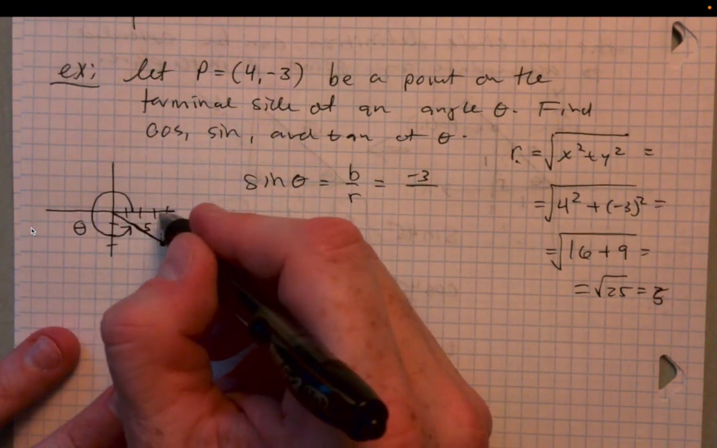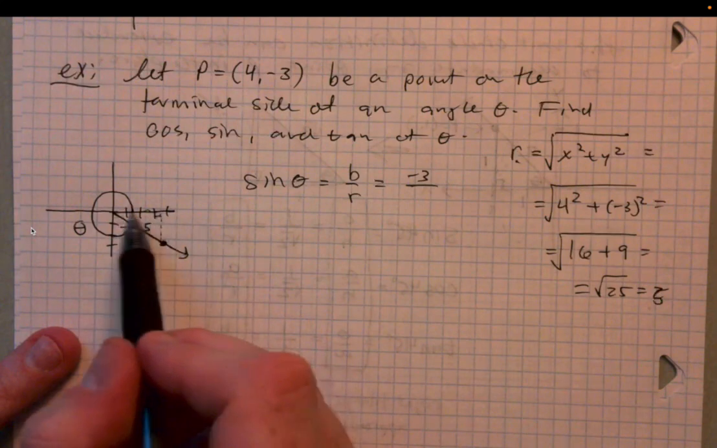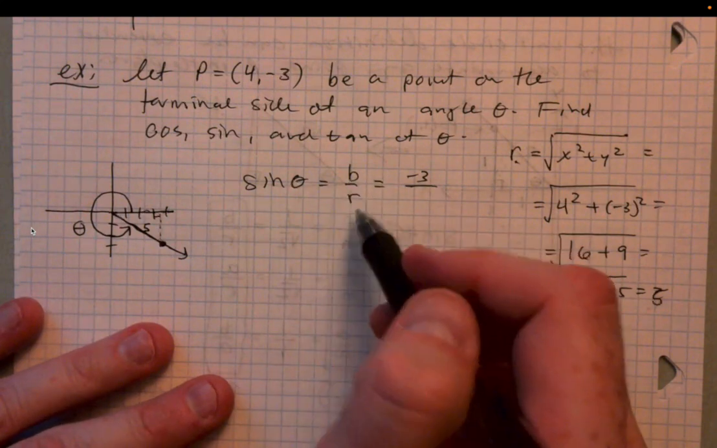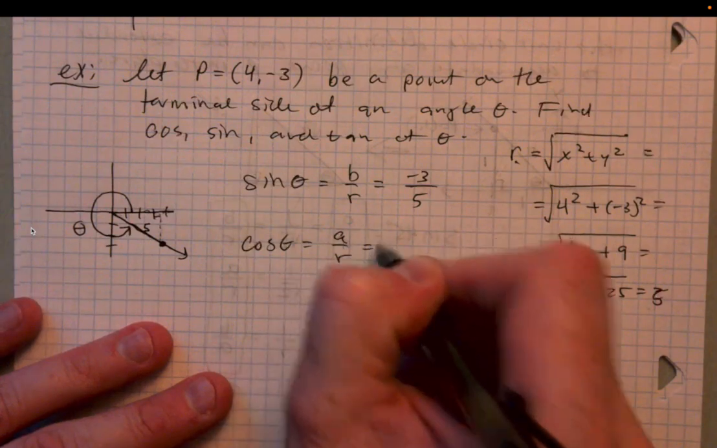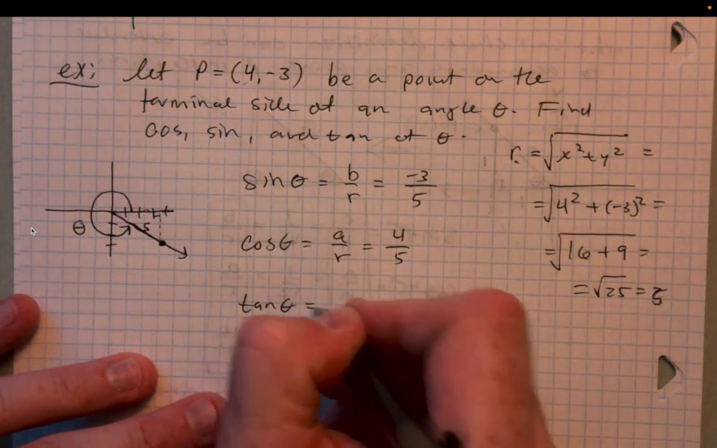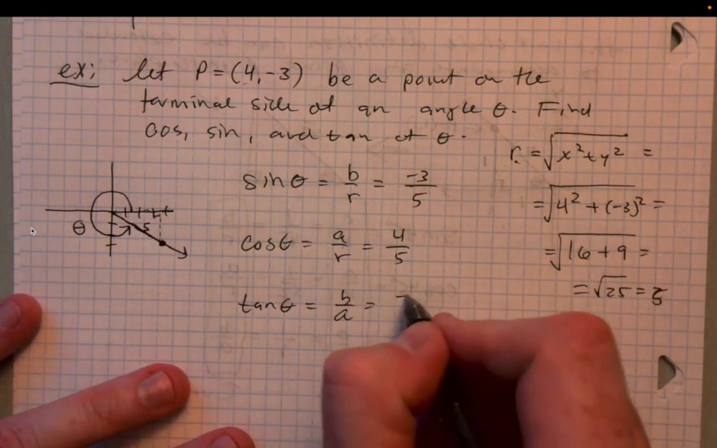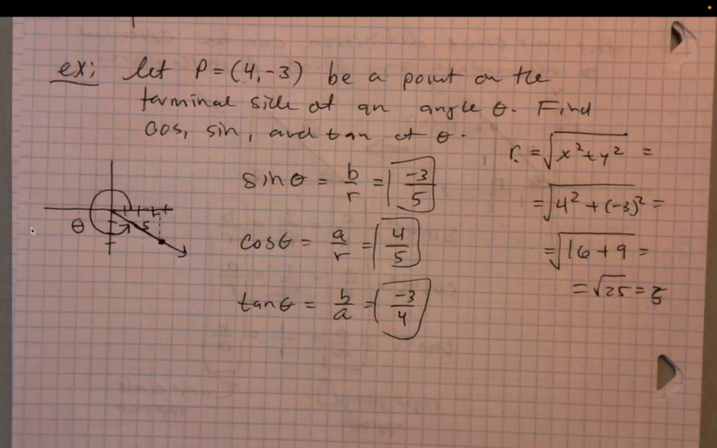Right, and you can think of that as the hypotenuse here. It's like the hypotenuse of a right triangle. Here's one leg, here's the other leg, there's the hypotenuse. So the sine of theta is b over r, which is negative 3 over 5. The cosine of theta is a over r. A is 4, so it's 4 over 5. And the tangent of theta is b over a, which is negative 3 over 4. So here are the 3 values, and we could easily just flip these over to find cosecant, secant, and cotangent.